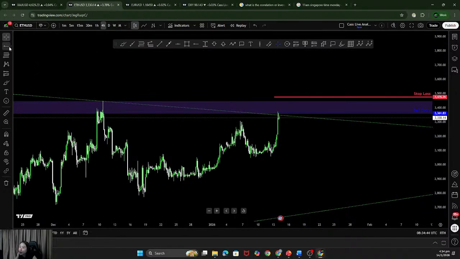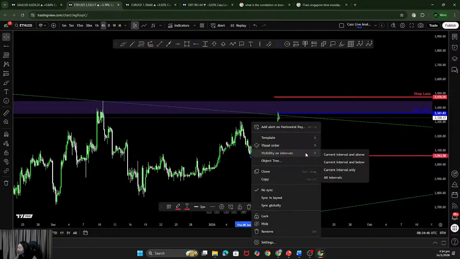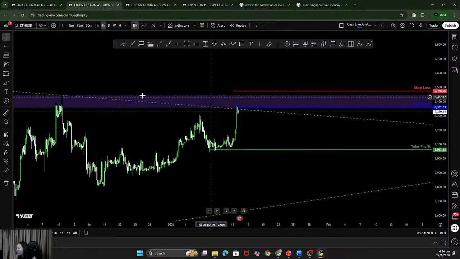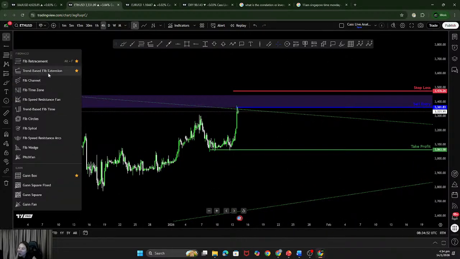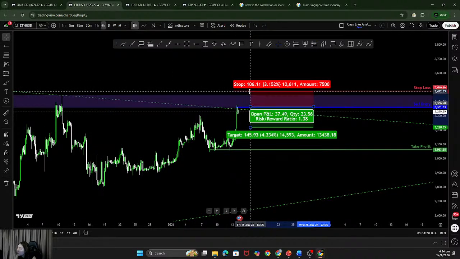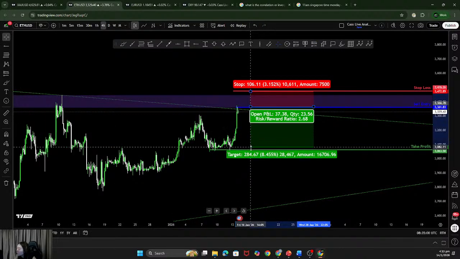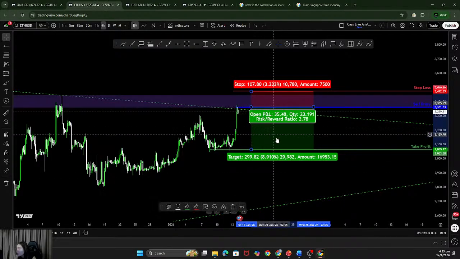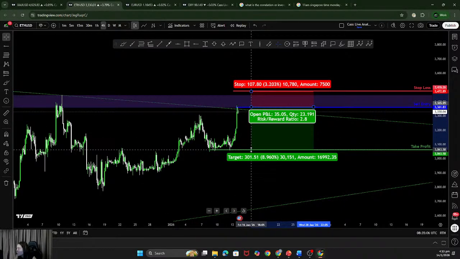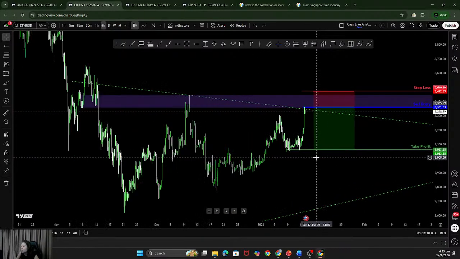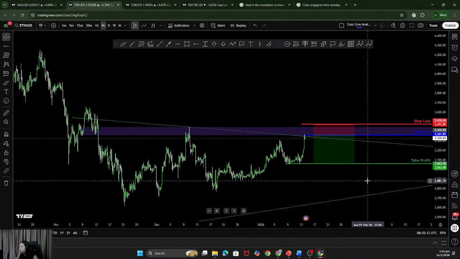Okay, my take profit will be back at this area. So this looks like a really not bad trade. It looks like a 1 to 2.5. Let's see if I'm right on the ball. Okay, it's a 1 to 2.8. I mean 2.5-ish. 2.8. Okay.